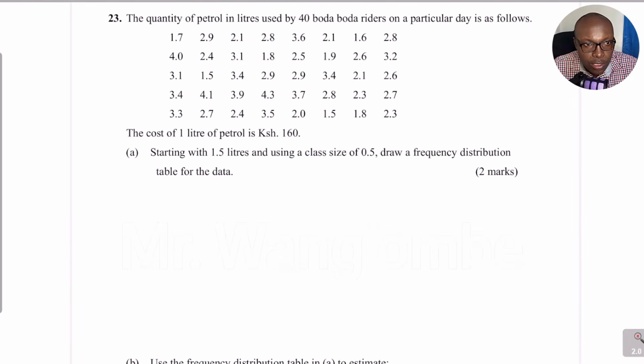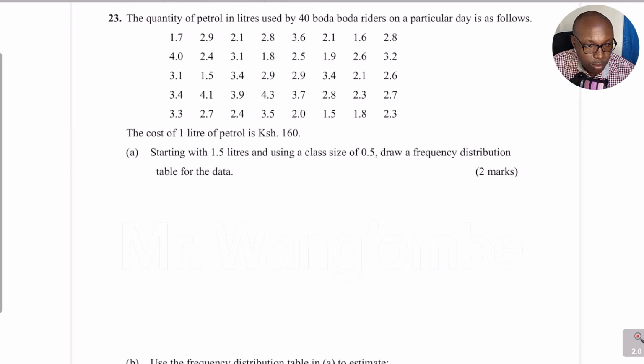Question 23. The quantity of petrol in liters used by 40 boda boda riders on a particular day is as follows. So the data is there. The cost of 1 liter of petrol is 160 Kenyan shillings. Part A: starting with 1.5 liters and using a class size of 0.5, draw a frequency distribution table for the data.